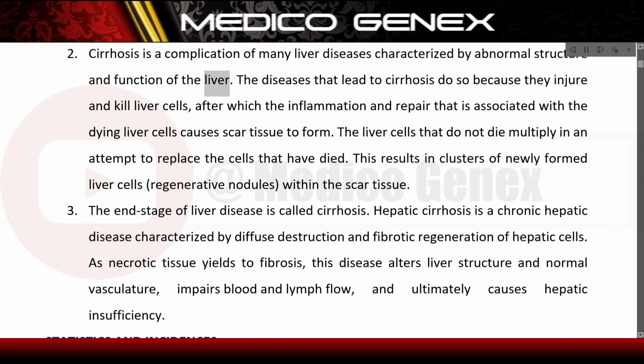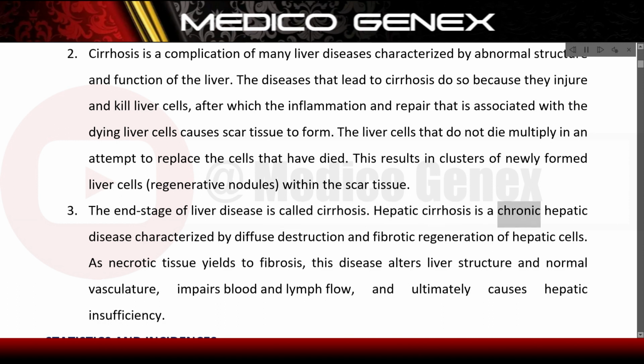liver. The diseases that lead to cirrhosis do so because they injure and kill liver cells, after which the inflammation and repair that is associated with the dying liver cells causes scar tissue to form. The liver cells that do not die multiply in an attempt to replace the cells that have died. This results in clusters of newly formed liver cells, regenerative nodules, within the scar tissue. The end stage of liver disease is called cirrhosis.